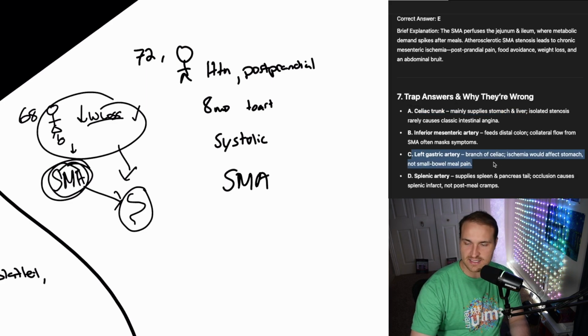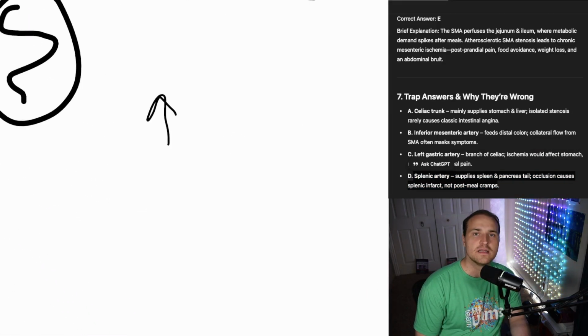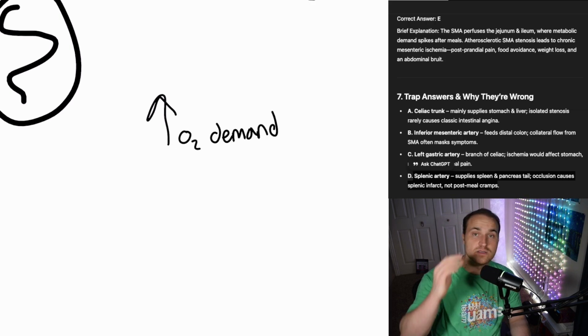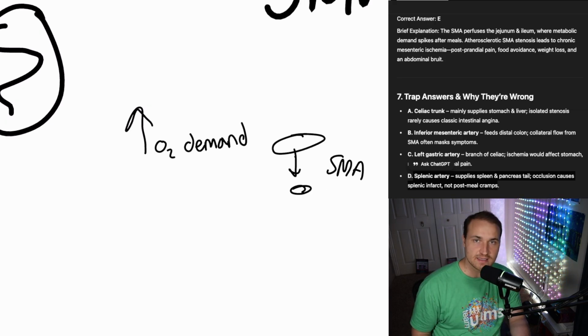Celiac trunk affects the stomach, not the small bowel. Splenic supplies the spleen and the pancreas. So how you think about this question is after a meal, your intestinal oxygen demand goes way up. But if you have a super tight SMA, then you just can't meet that demand. So the bowel is going to be starved for blood. And so it releases lactate and pain signals.